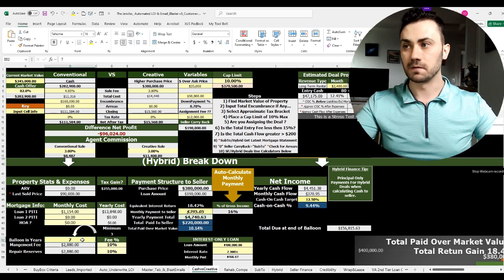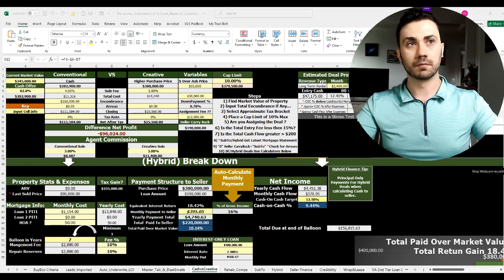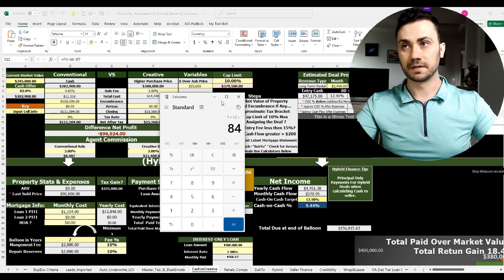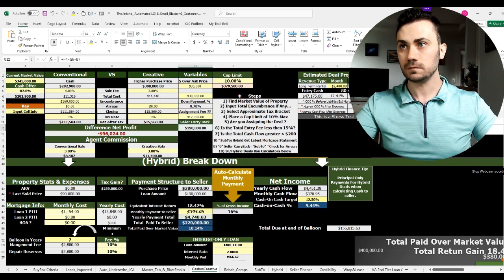That's a pretty substantial amount. Let's bump this up to 7 years, which is basically stating that it's going to take me 7 years as the investor to pay off this amount. And when we are at the 7-year mark, or in this case, if I bring out my calculator, if we do 7 times 12 at the 84 months, $156,000 is due to the seller. But this is going to be principal-only payments.